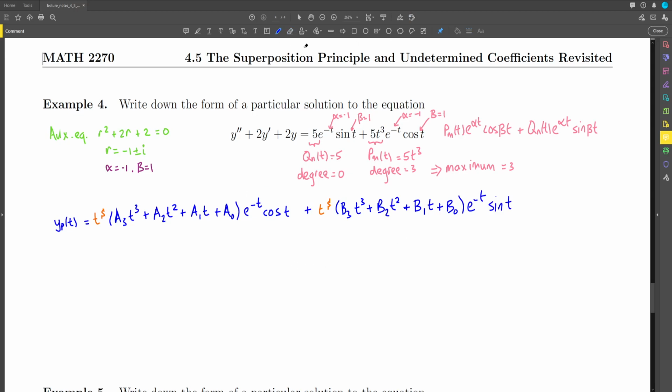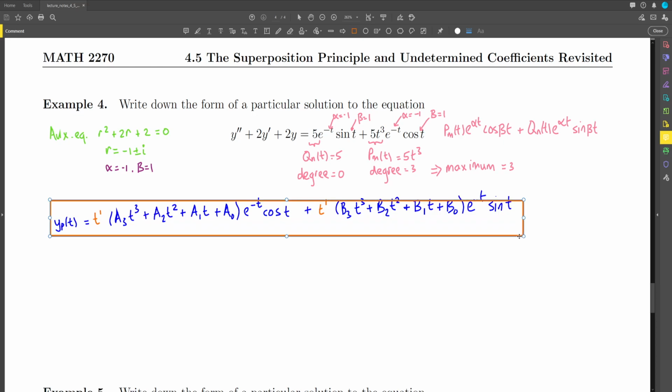So let's go ahead and actually put in that power of t. Because alpha equals negative 1, beta equals 1 is a root of the auxiliary equation, we actually know that that power of t is going to be 1. So this is t to the power 1, t to the power 1, and that is our final answer for the particular solution.